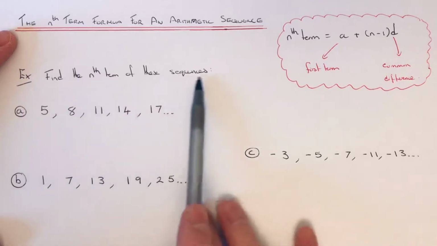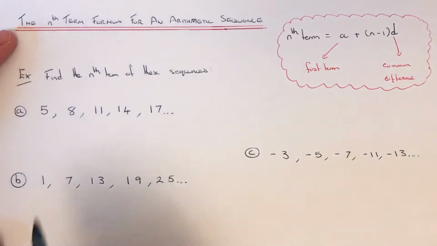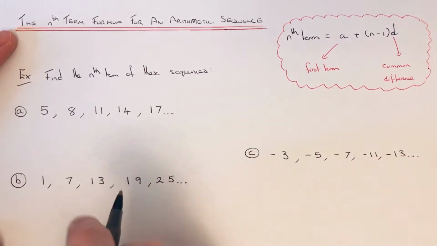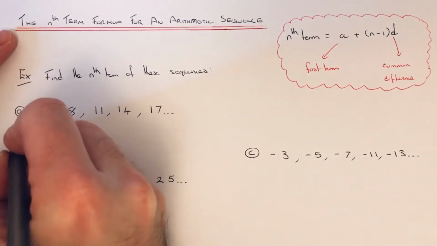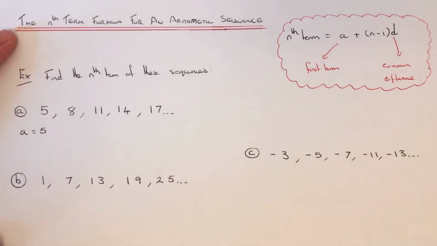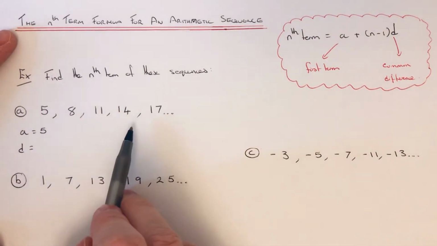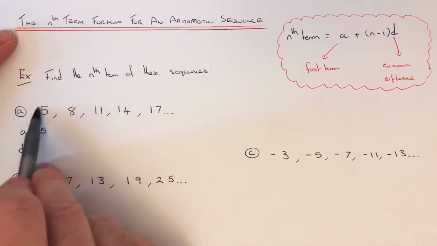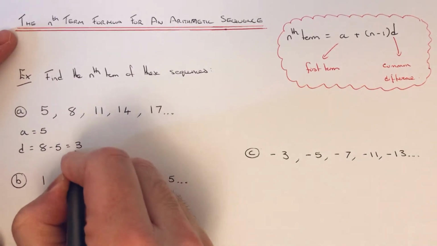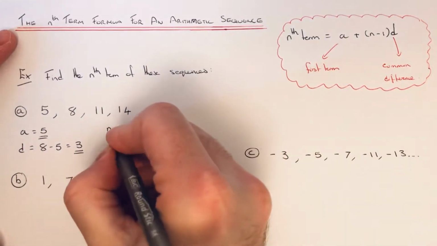The first one, we're going to find the nth term of this sequence. It goes 5, 8, 11, 14, 17. First of all, I'm just going to write down the values of a and d, because those are the two numbers that we need for our formula. The first term of our sequence is 5. That's nice and easy. We then need the common difference, which is what the sequence is going up in. If we work out the difference between the first two terms, 8 take away 5 is 3. These are the two numbers that we need to put into the formula.